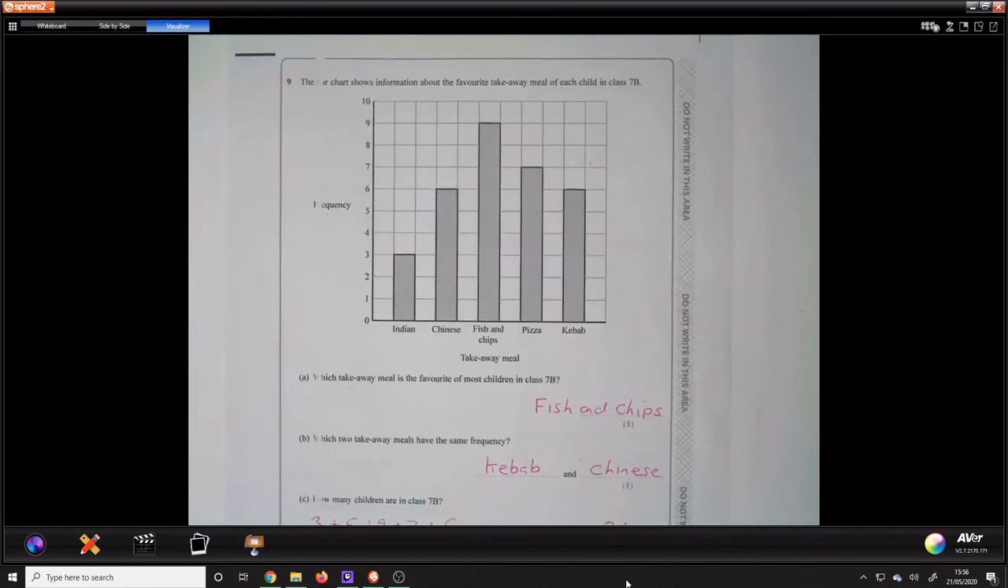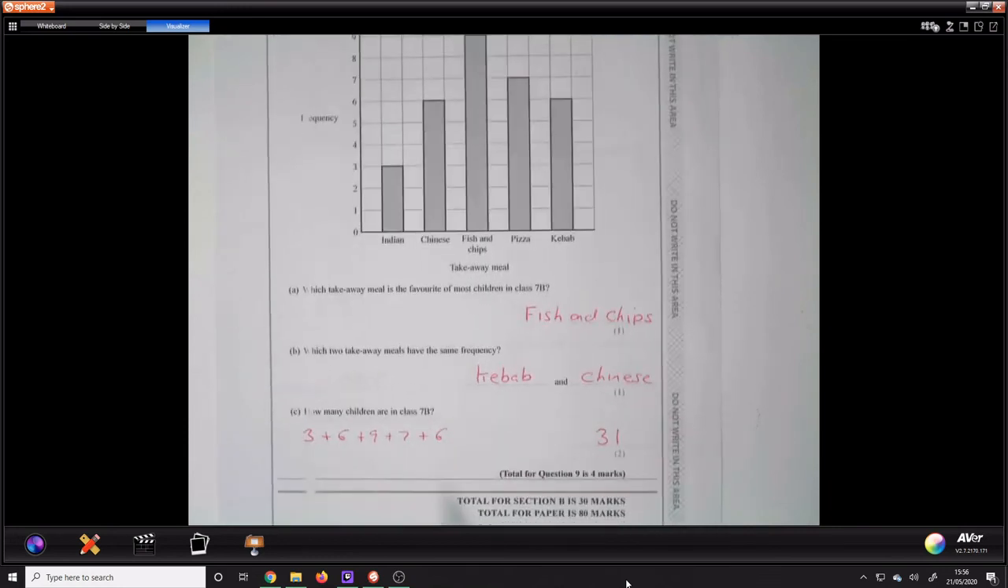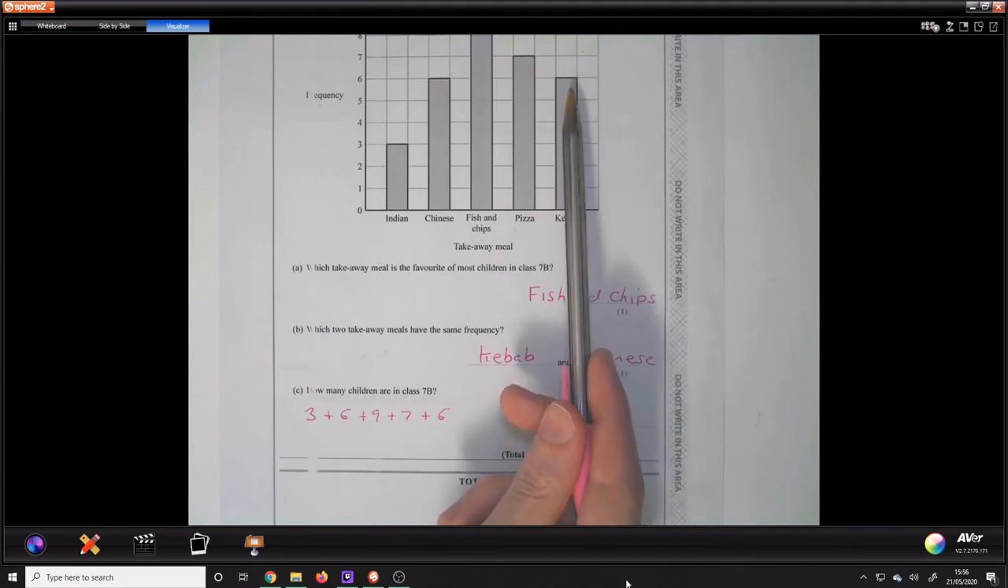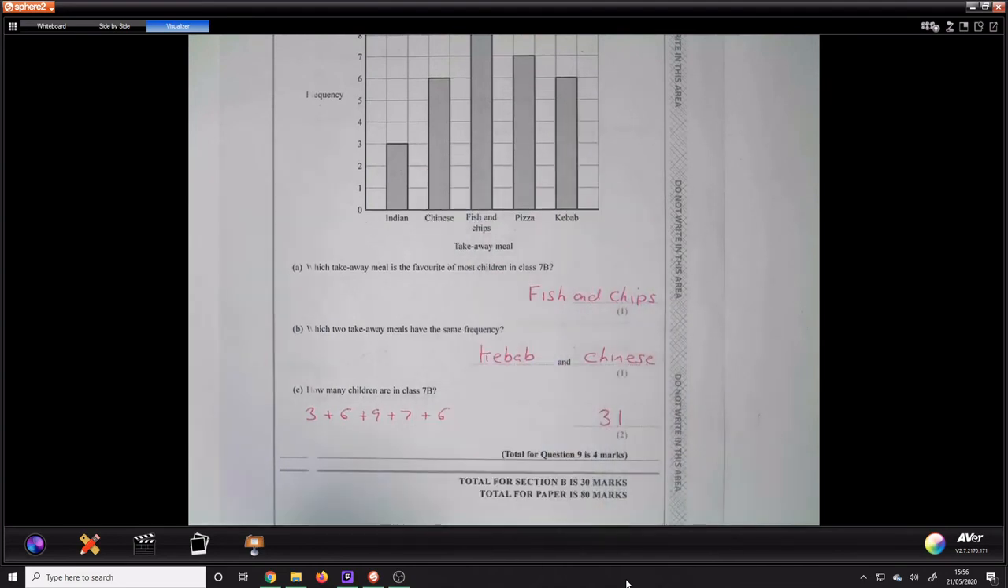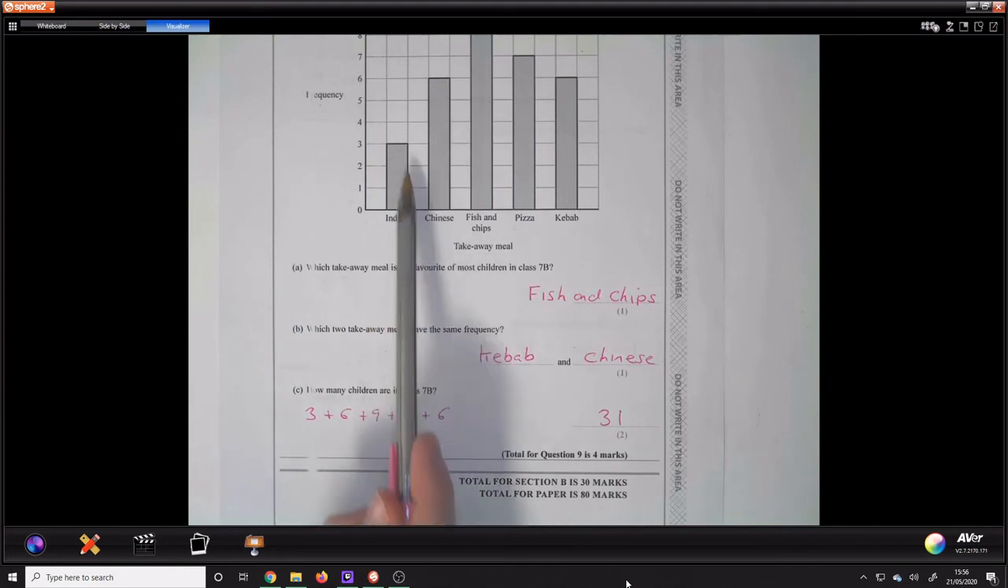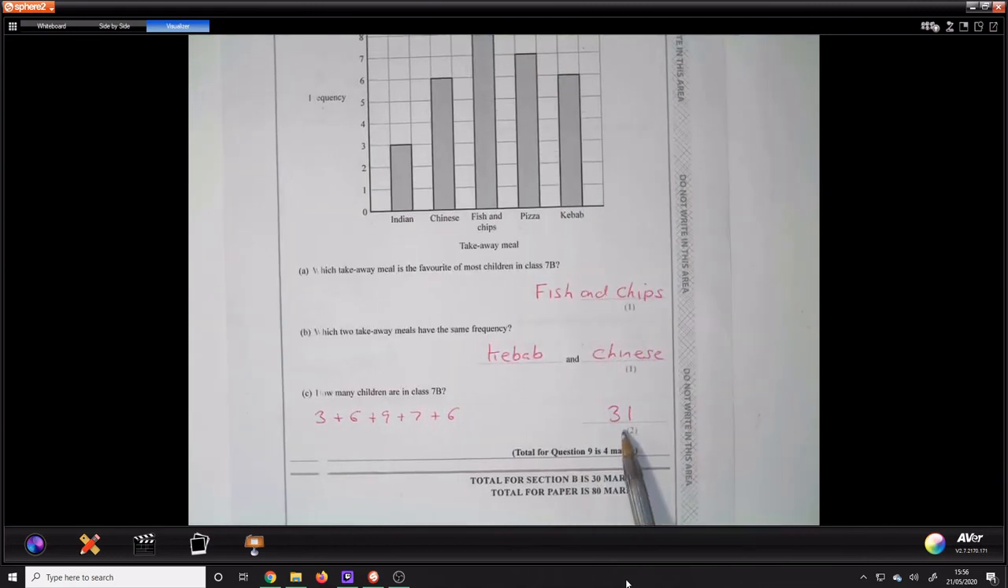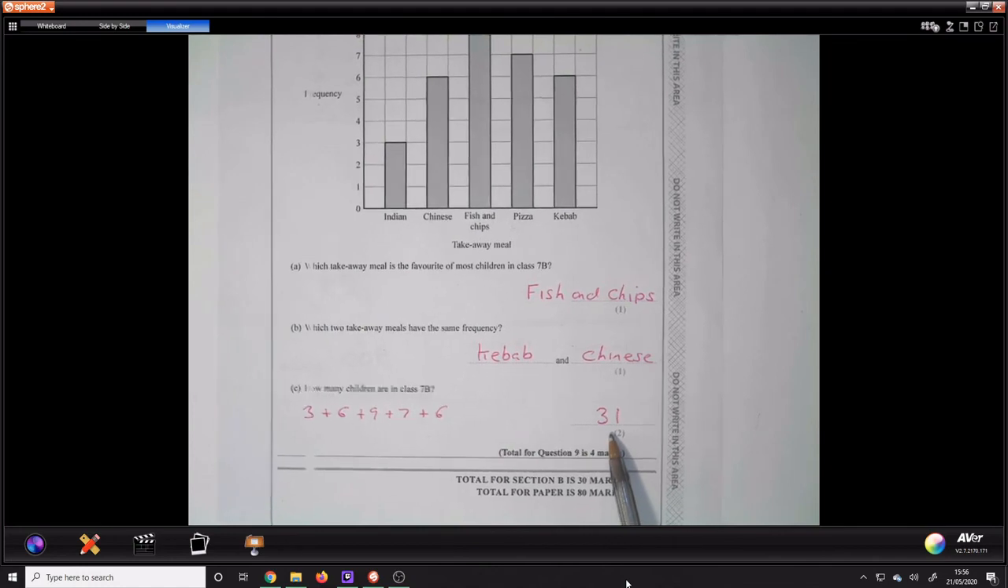And the last question, which is the bar chart question. So which takeaway meal is the favourite? Well, it's fish and chips because that's got the longest column, the longest bar, so that's the most popular. Which have the same frequency, so basically which two have the same length of bar? So it's kebab and Chinese. And the last one is how many children in class 7B? So you add up, there's 3 plus 6 plus 9 plus 7 plus 6 is 31. So the answer is 31.